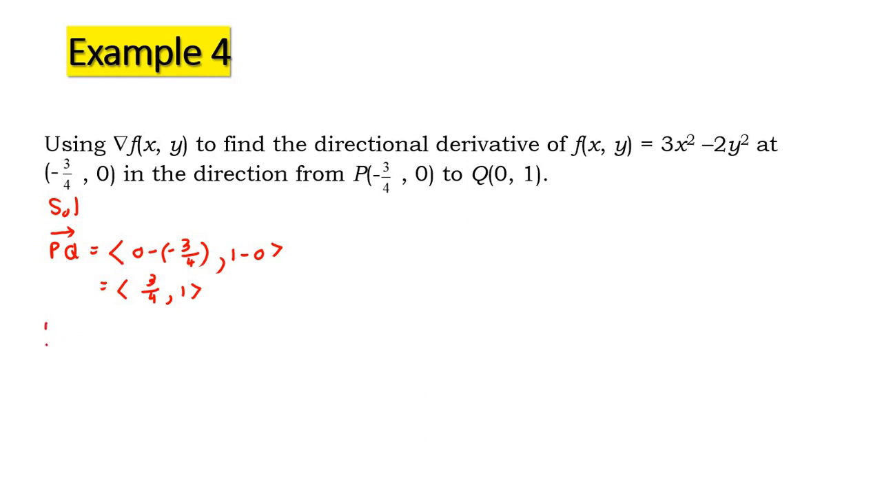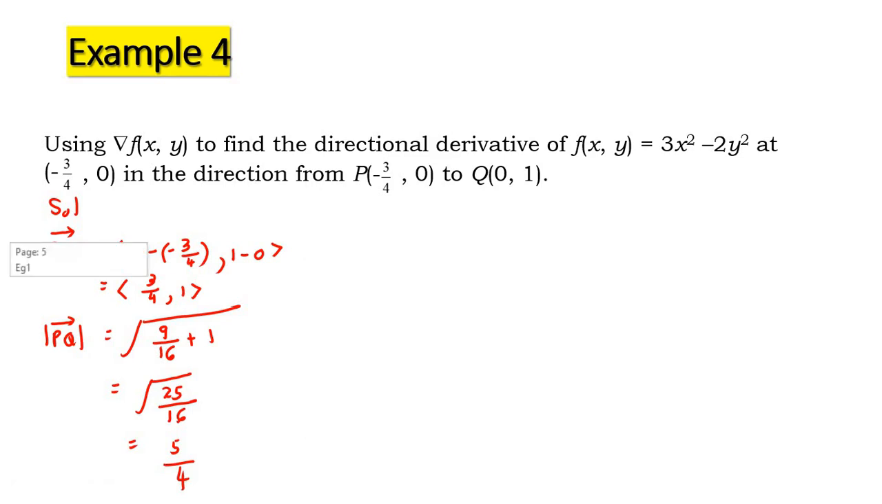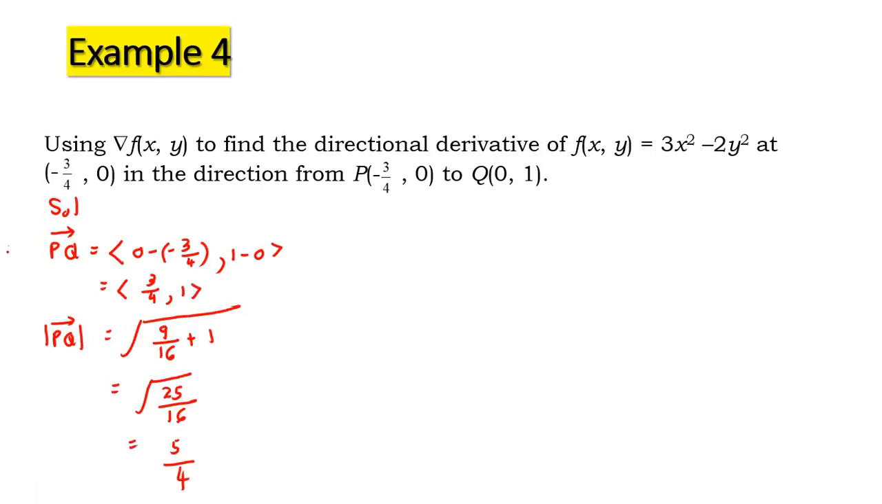Next we find the magnitude of vector PQ. We have the square root, so square each component: 9 over 16 plus 1, so we have 25 over 16, whose square root is 5 over 4. So the magnitude that we obtain is 5 over 4. First step, find PQ and then the magnitude of PQ.